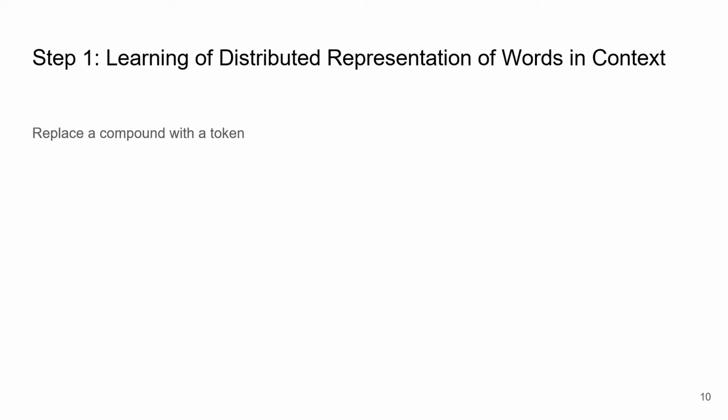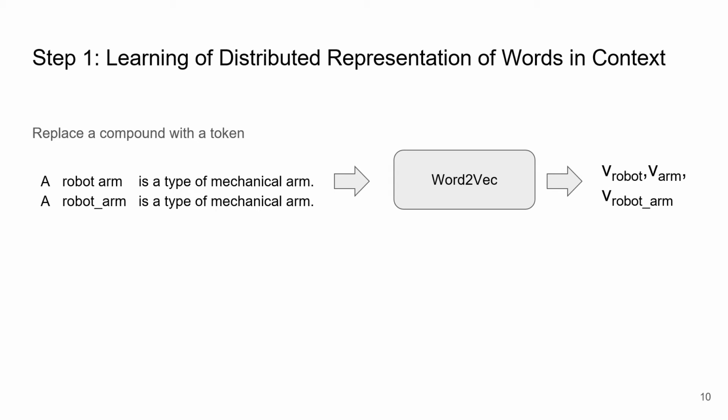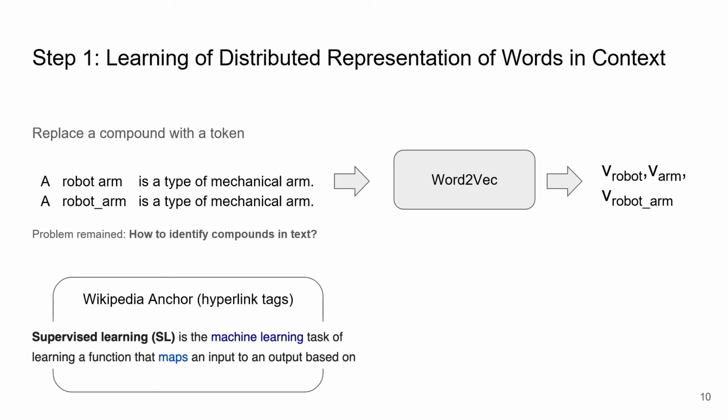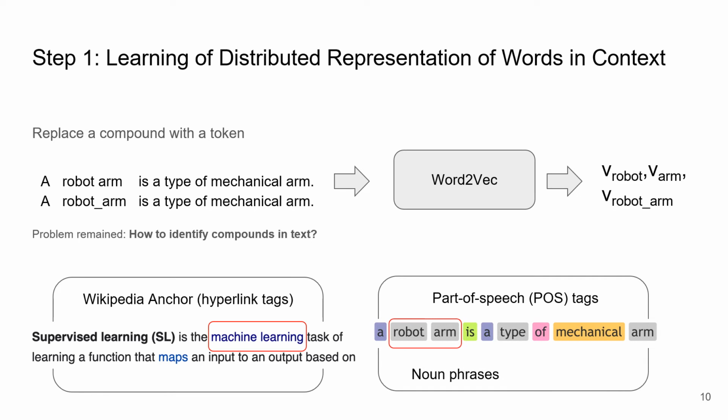Let me discuss step 1 in more detail. To learn the representation of the compound in context, we replace the compound with a single token. Then we combine the new sentence with the original one and use the word2vec algorithm to learn the actual representation for the compound and the constituents. The problem that remains is how to identify the compound in text. In this work, we used two features. The first is the anchor or hyperlink tag from Wikipedia. The second is the part-of-speech tag, where we detect the noun phrases and mark them as compounds.